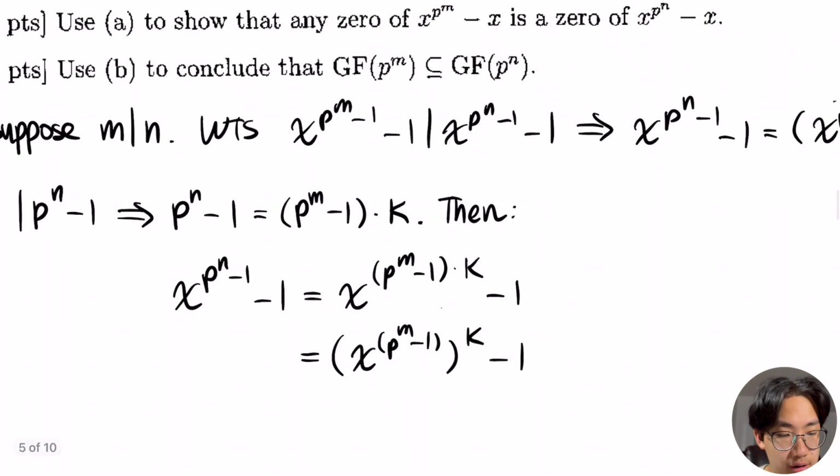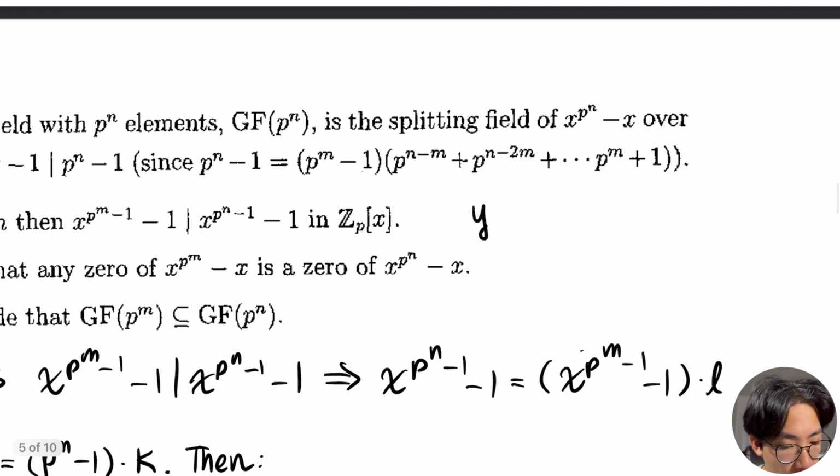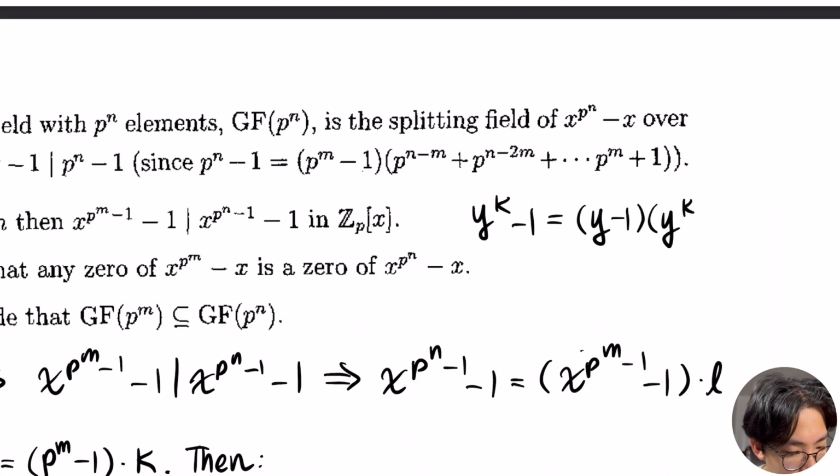And as a quick reminder, in general, when we have something of the form y to the k minus 1, or sorry, just y to the k minus 1 like this, we can always express it or factor it as y minus 1 times y to the k minus 1 plus all the way up to just 1.